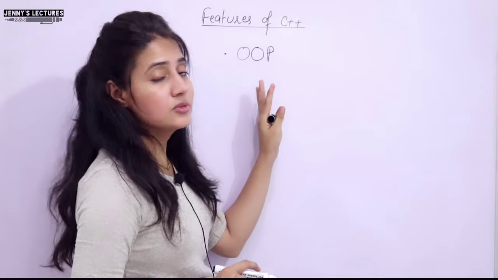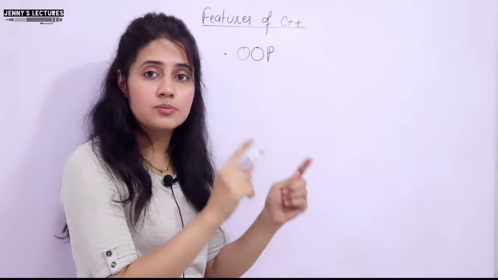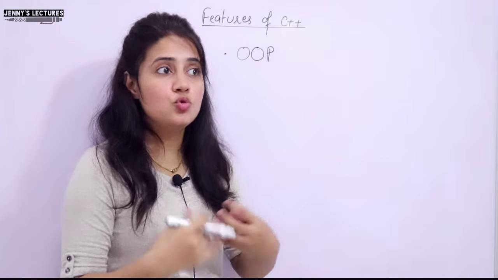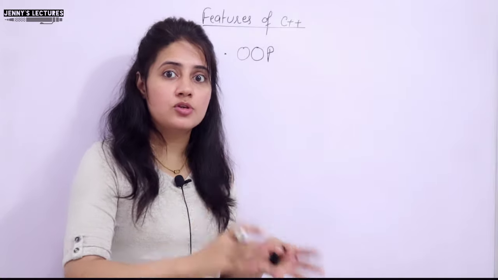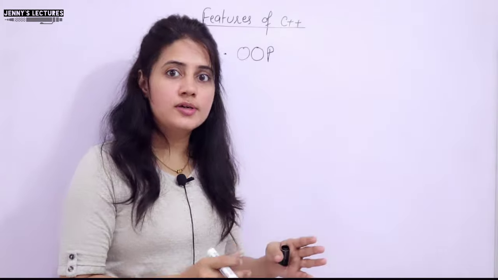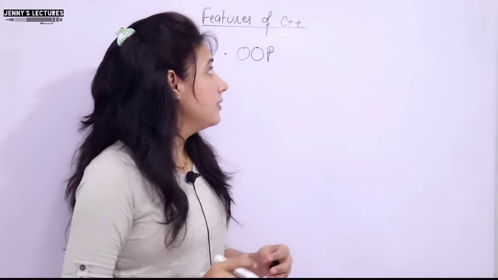So why is it object oriented programming? Because it supports those features. As well, it also follows the procedure oriented programming approach, because it is a superset or extension of C, and C is procedure oriented programming. So it follows both approaches. It comes under procedure oriented as well as object oriented programming, right?